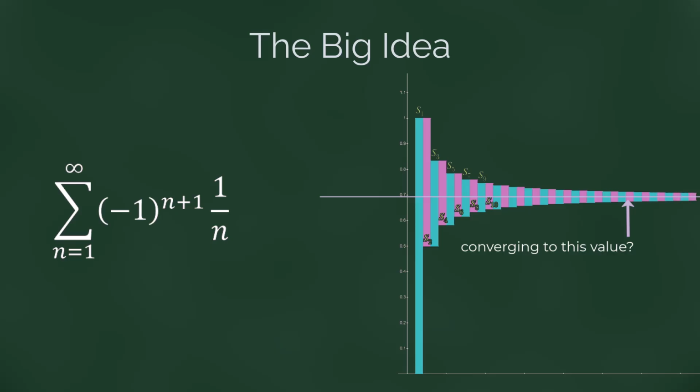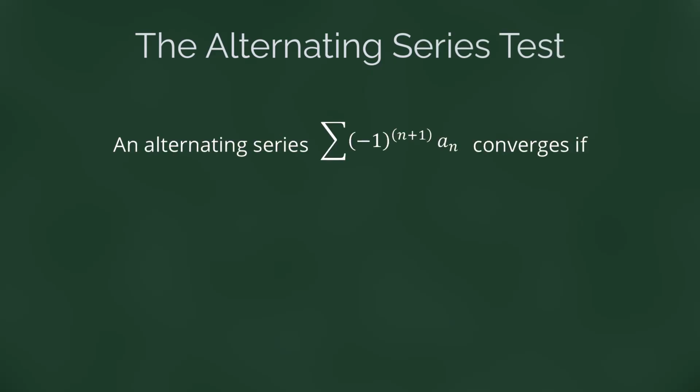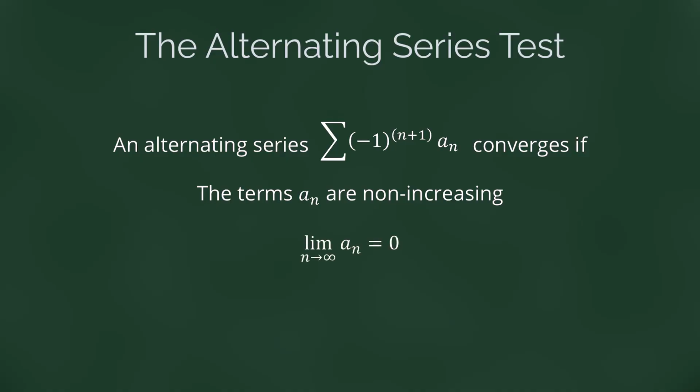Our goal then is to understand under what conditions an alternating series converges. It turns out that determining if an alternating series converges is fairly straightforward. Any alternating series of the form -1 to the n plus 1 times a sub n converges if its terms are non-increasing. In other words, a sub n is greater than or equal to a sub n plus 1, and if the limit as n goes to infinity of the a sub n's is equal to 0.